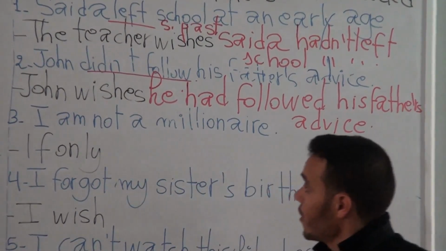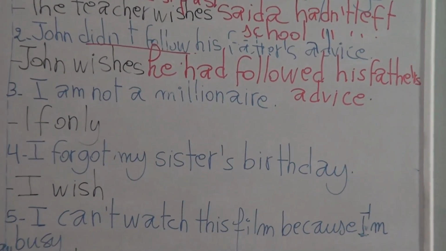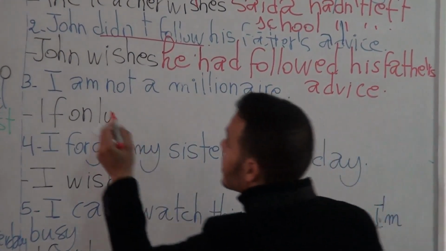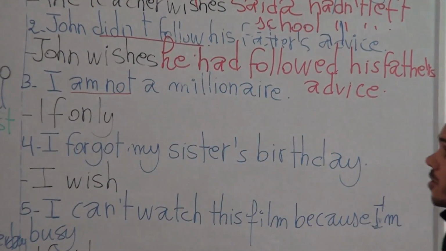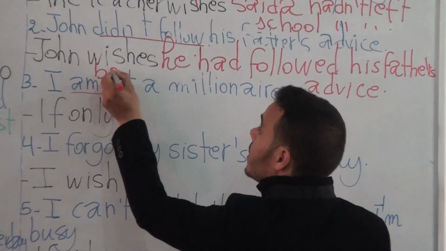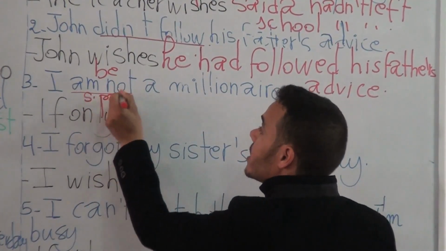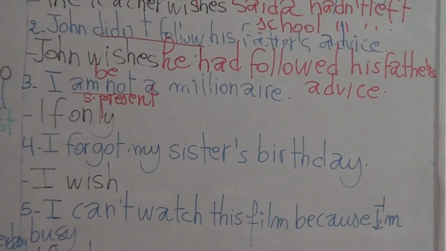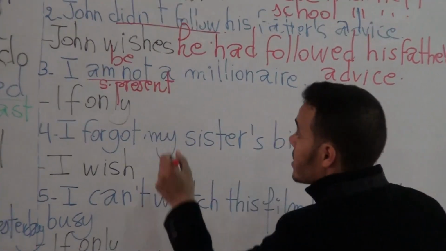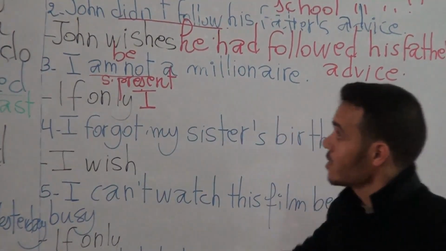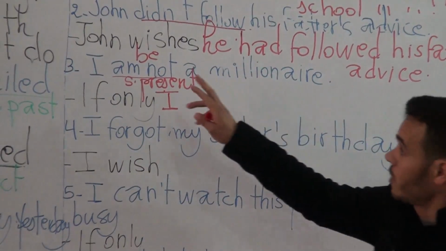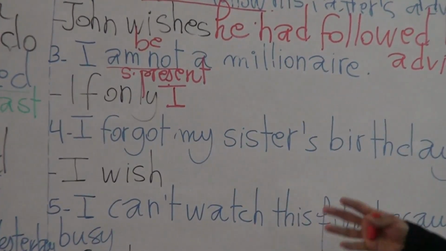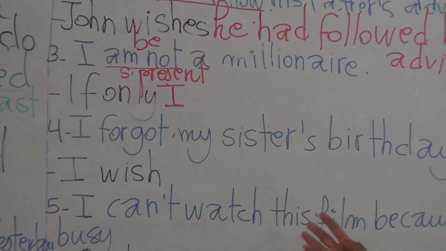Right. The third sentence, I am not a millionaire. What is the verb here? The verb is I'm not, which is verb to be. This is verb to be conjugated in the simple present. So, if only or I wish plus subject, as we said, which is I. So, as we said, this is simple present of the verb to be. It means we are going to make a wish about a present situation, which is I am not a millionaire.